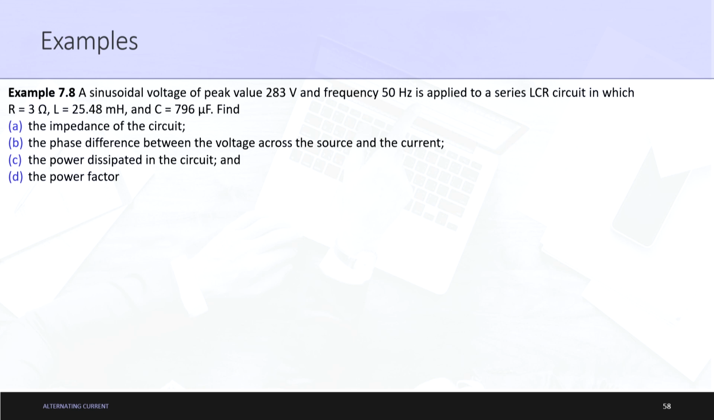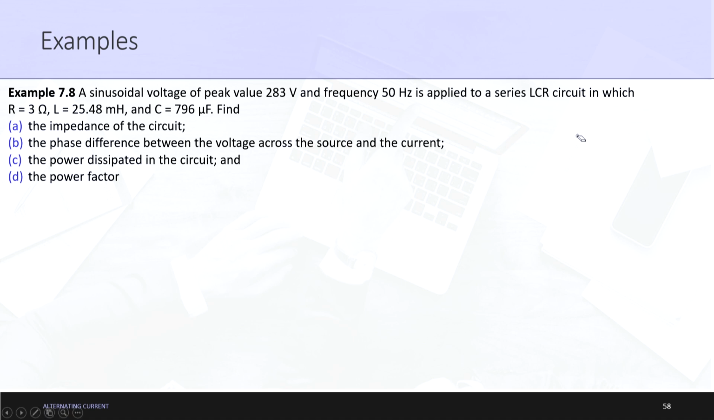The example states, please understand it very carefully: a sinusoidal voltage of peak value 283 volts. Please remember, the peak value is given to you and not the V RMS value. So if I write V RMS, it is nothing but this peak value divided by root 2.